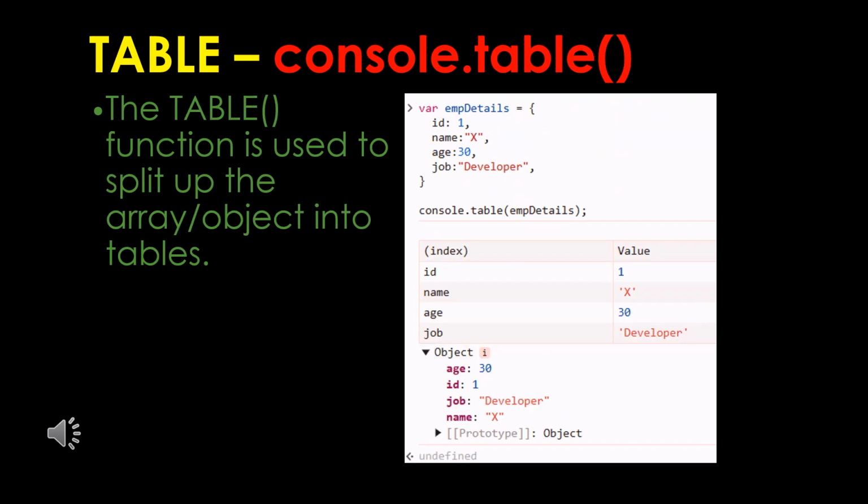Console.table, so the table function is used to split up the array object into tables. So for example, I have an employee table which holds id as 1, name as x, and age is 30, and job as developer. When I am printing it through console.table, the id, name, age, and job are printed in the index, and values are printed in the value side, and you can easily view this in a table structure.